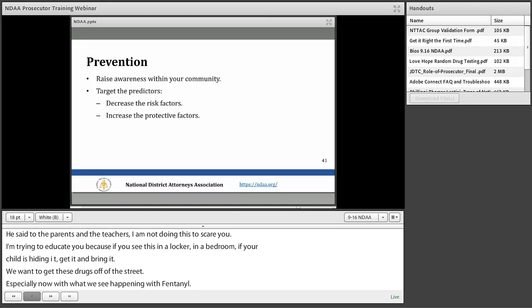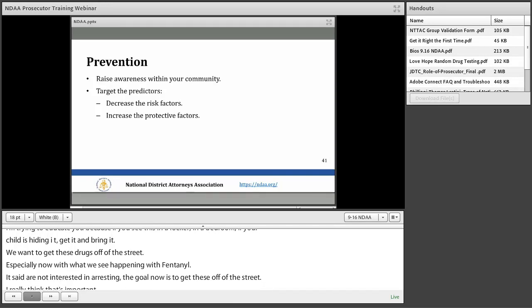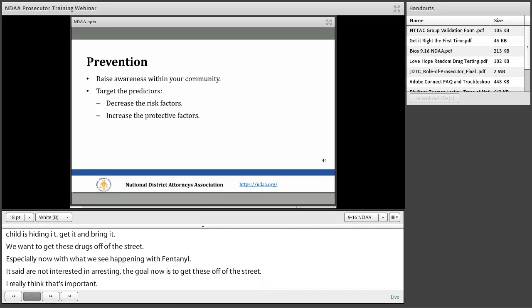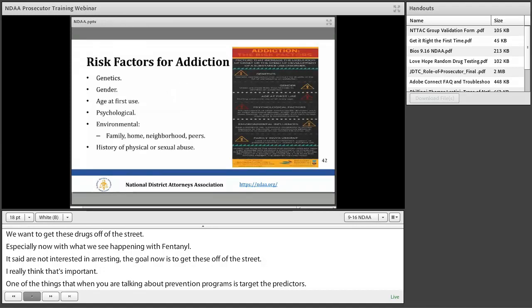And one of the things when you're talking about prevention programs is you target the predictors. Some of the things that we do know are that there are certain risk factors that have been identified to increase the risk for addiction, and there are also protective factors that can, again, buffer against it.